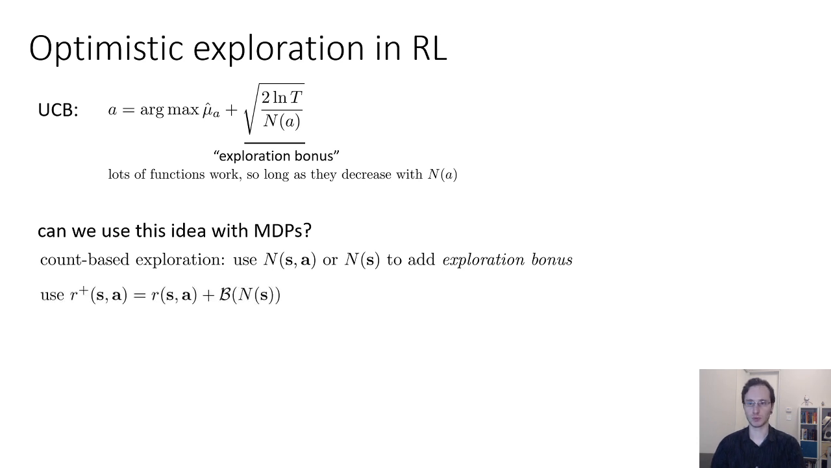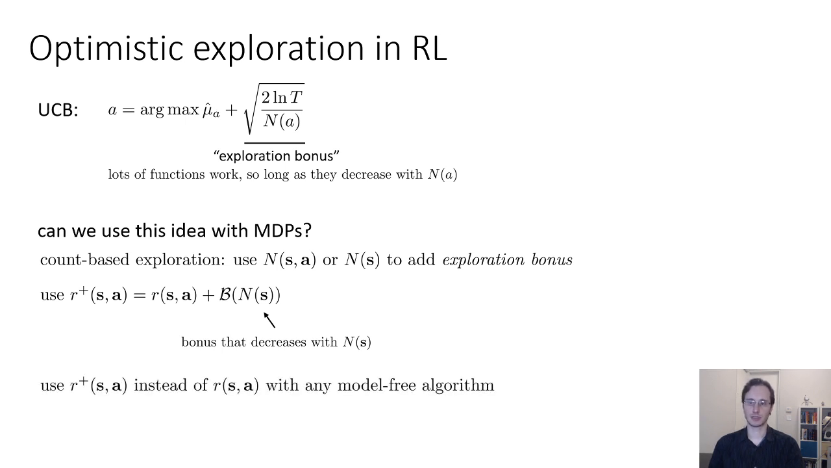So what that means is that we will define a new reward function, R+, which is the original reward, plus this bonus function applied to N(s). And the bonus function is just some function that decreases with N(s). So maybe it's the square root of 1 over N(s). And then we would simply use R+ instead of R as our reward function for any RL algorithm that we would care to use.